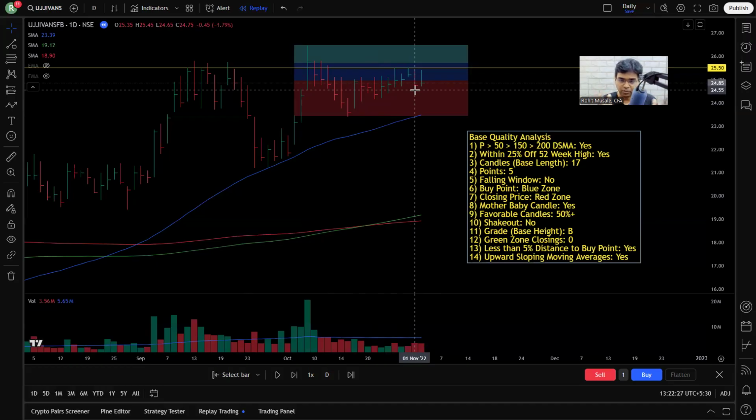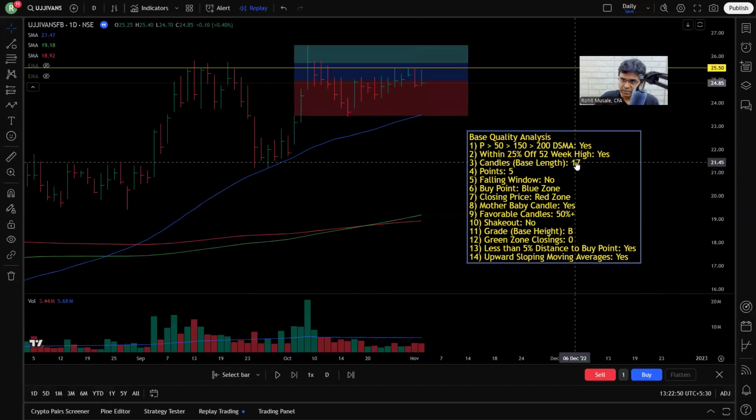Is that good? Of course it is good, because if the closing is down on low volume, it means institutions are not selling. Who is selling? The retail participants are selling. What do we want to see in the base? Retail selling, not institutional selling. If there were a large number of down closings on high volume, that is a problem. But see, out of total 17 candles, 9 are in our favor.